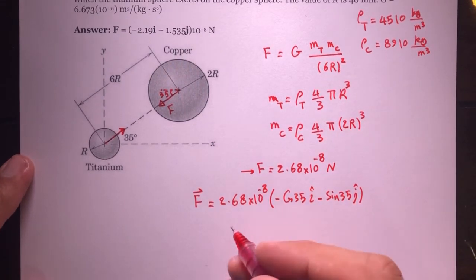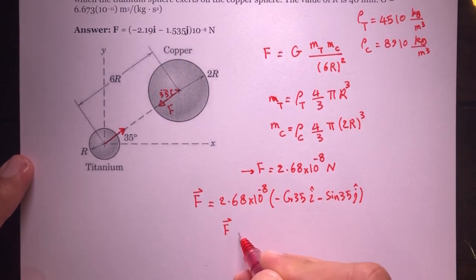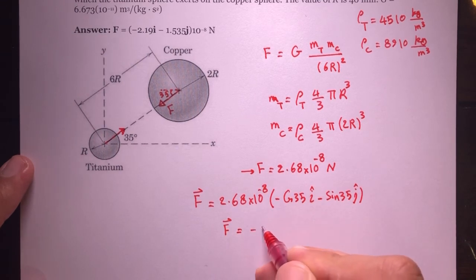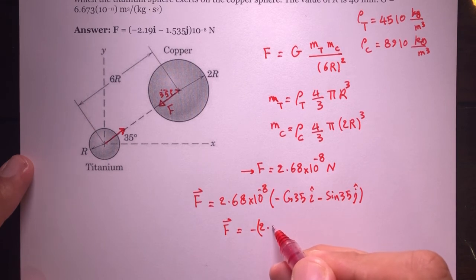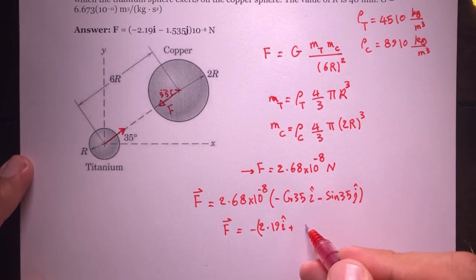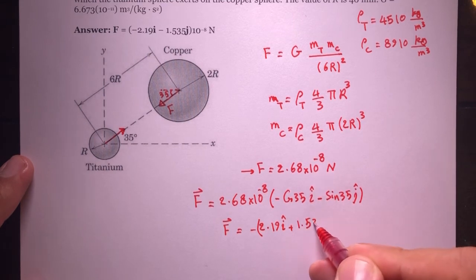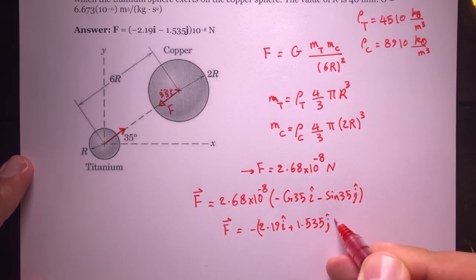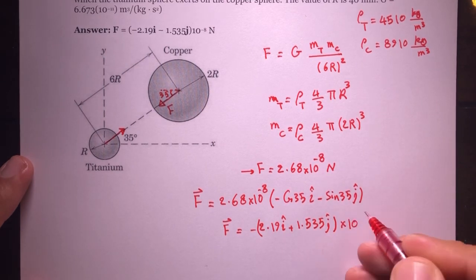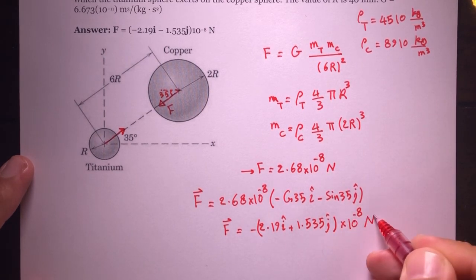And if you calculate those sine and cosine, it's going to be negative 2.19 I and negative 1.535 J, both of them are negative, times 10 to the negative 8, and the unit is Newton.